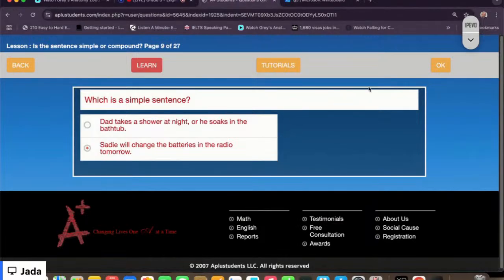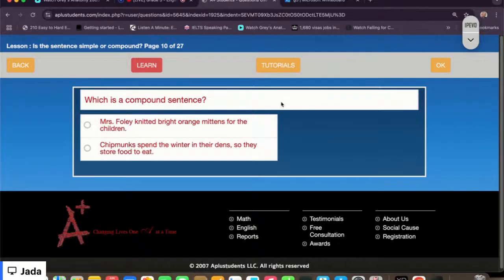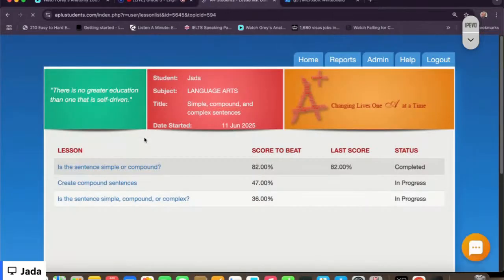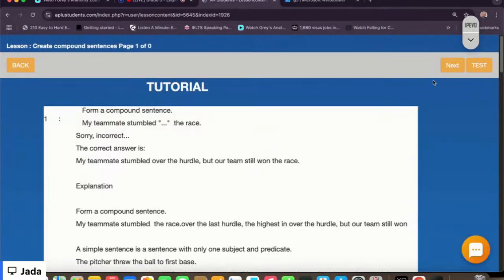Okay, so we have the second one. Okay, so we'll move on to the next one. Try to complete this lesson if you haven't done it. So over here we have create compound sentences.